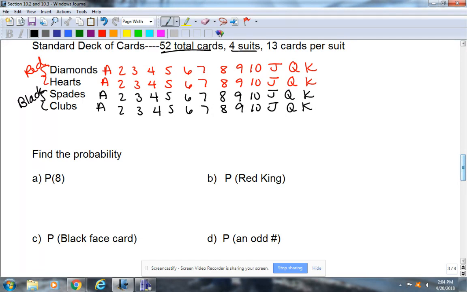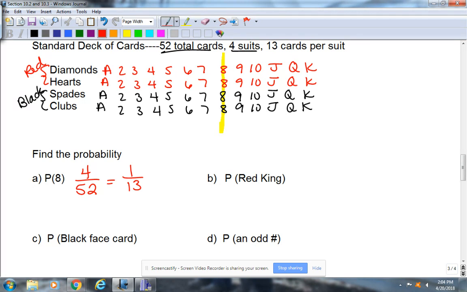What's the probability that I draw an 8? Let's say we shuffle this deck really well and I let you draw a card. What's the probability that you get an 8? How many 8s are there? There's 4 of them, so 4 out of 52. And then we reduce the fraction. 4 goes into 52 how many times? 13. So that reduces to 1 out of 13. Right? So we've got a 1 out of 13 shot of drawing an 8.